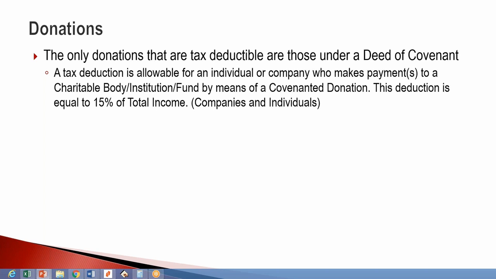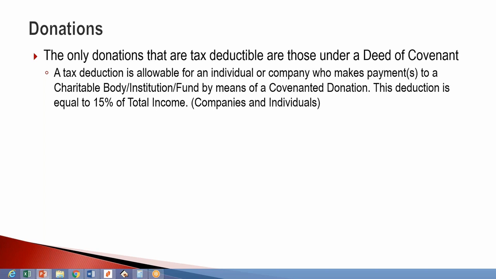A tax deduction is allowable for an individual or company who makes a payment to a charitable body who is a registered charity or an institution registered under a deed of covenant. This deduction is equal to 15% of your total income. So you could contribute up to 15% of your total income and get a tax write-off for it.